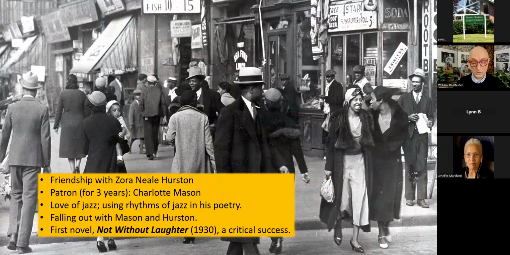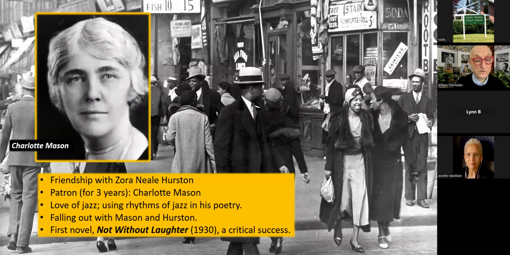Now, during this same period of time in the 1920s, he befriended the novelist Zora Neale Hurston, as well as Hurston's patron, Charlotte Mason. In fact, Mason also provided patronship money to Hughes, just as she had done with Zora Neale Hurston. The more Hughes wrote, the more he kind of needed her funding, and she gave it.